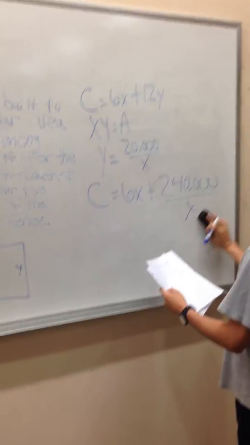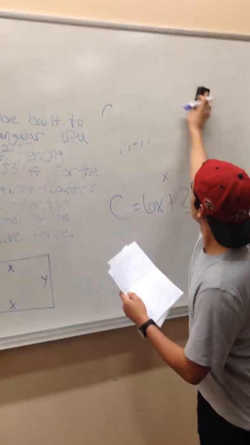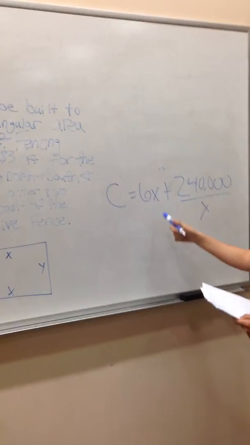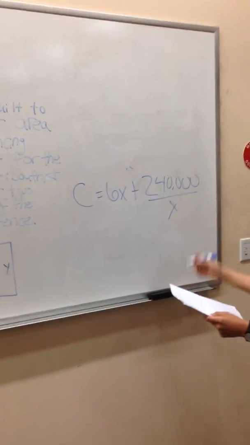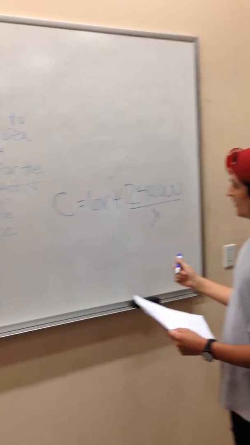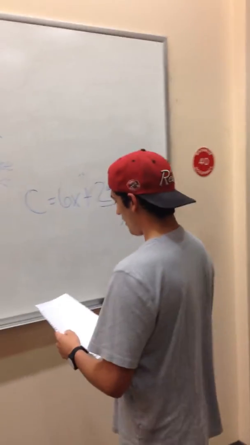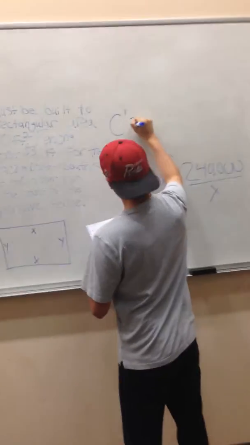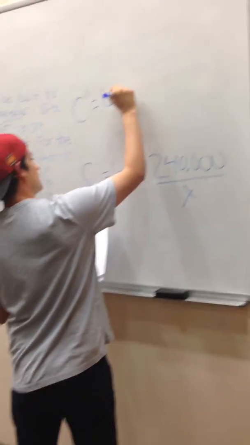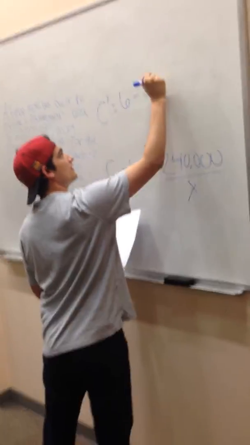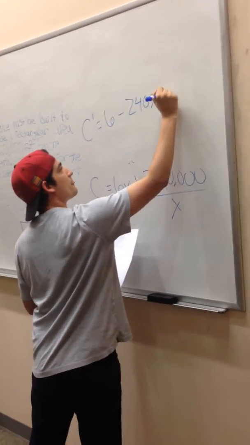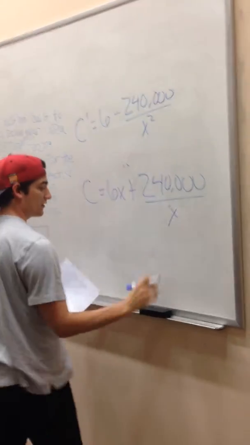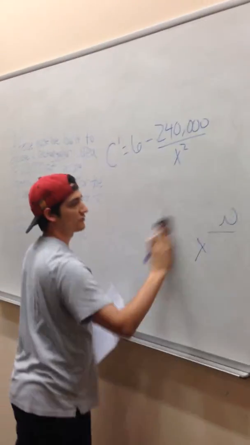Let's erase some of this. So C equals 6x plus 240,000 over x. Our next step is to find the derivative of C. So C prime equals 6 minus 240,000 over x squared. So we have our derivative.